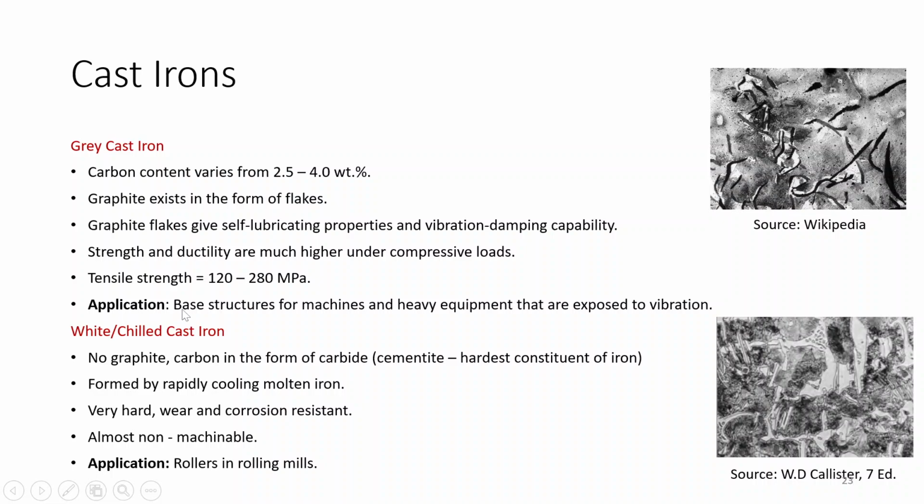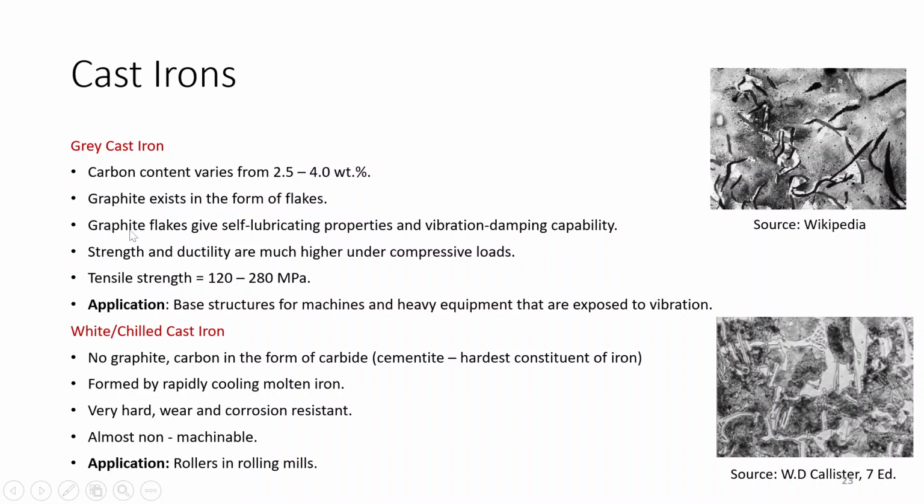And the applications include base structures for machines and heavy equipment that are exposed to vibrations. So for machines such as the lathe that you use in your workshops, those are more likely to have a base made of cast iron, because these have very high damping capacity. So the vibrations are reduced a lot, and it will be reducing the noise because of that particular damping.